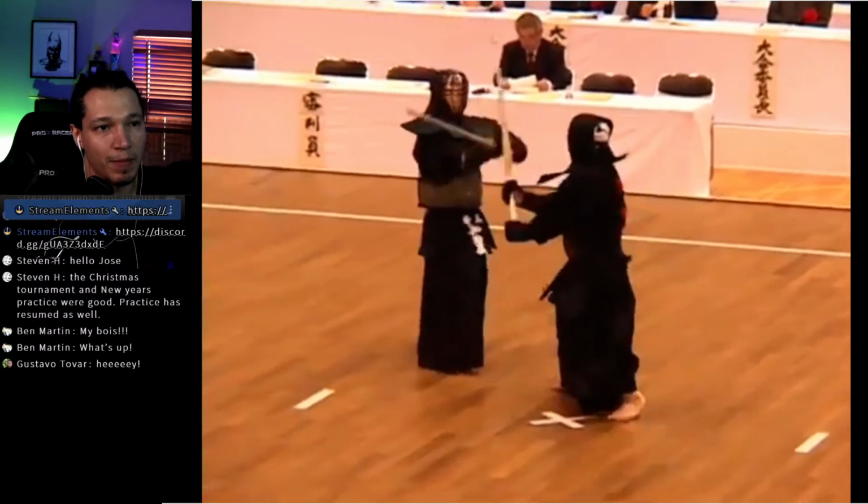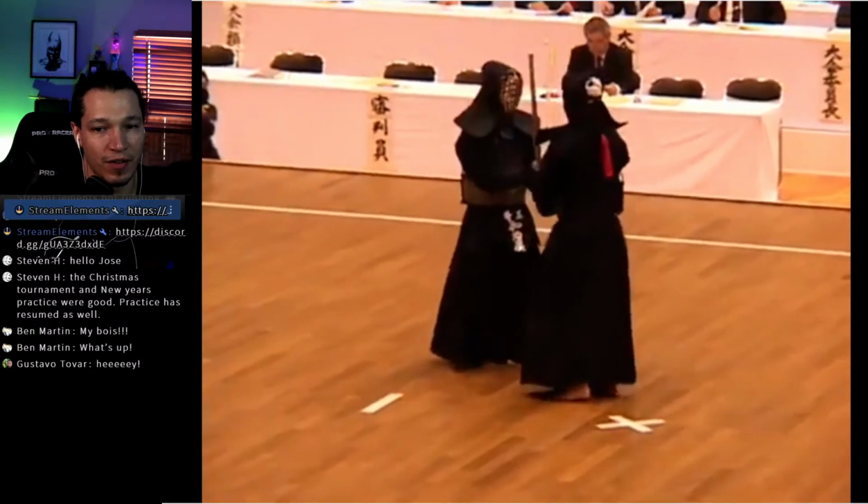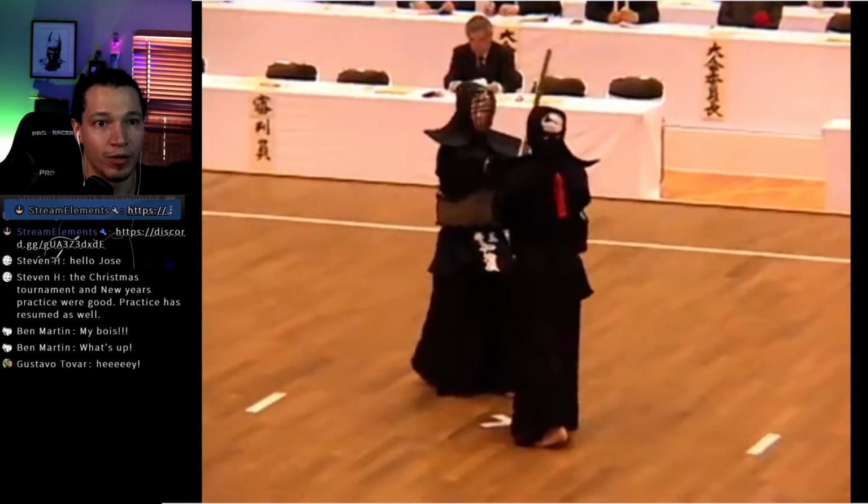I feel like a lot of people after that first strike, they just kind of disengage the left leg and they don't have the power to do the second waza.